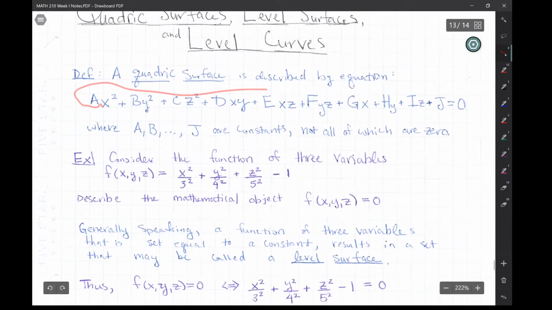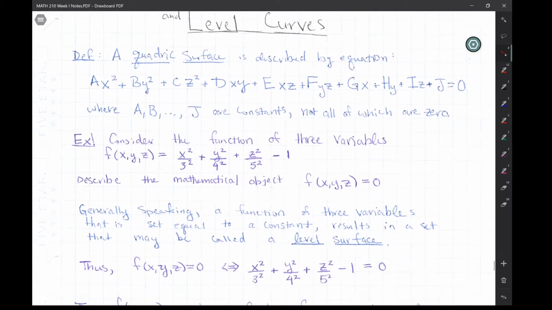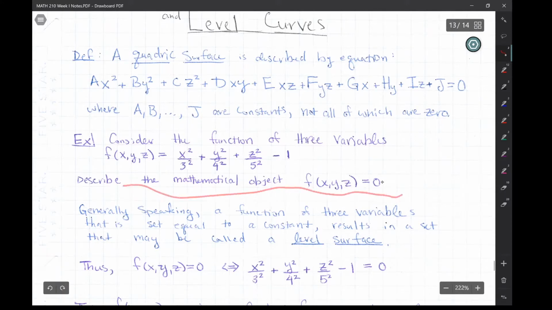So let's take a specific example. So consider the function of three variables, and we'll talk more in depth about functions of two variables and three variables. But for now, just consider it something that we could give three different values to, and it returns a value. So here we have an x, y, and z that we could give this function, and it will return to us this number here for our given x, y, and z. And we are told to describe the mathematical object f(x, y, z) is equal to 0.